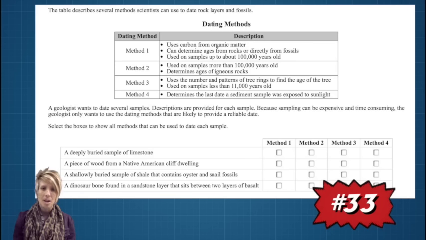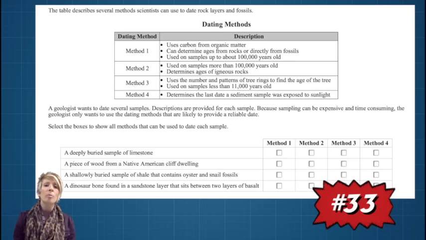So here's your question. A geologist wants to date several samples. Descriptions are provided for each sample. That's what you see below. Because sampling can be expensive and time-consuming, the geologist only wants to use the dating methods that are likely to provide a reliable date. So, select the boxes to show all methods that can be used to date each sample. There might be more than one method that could be used.